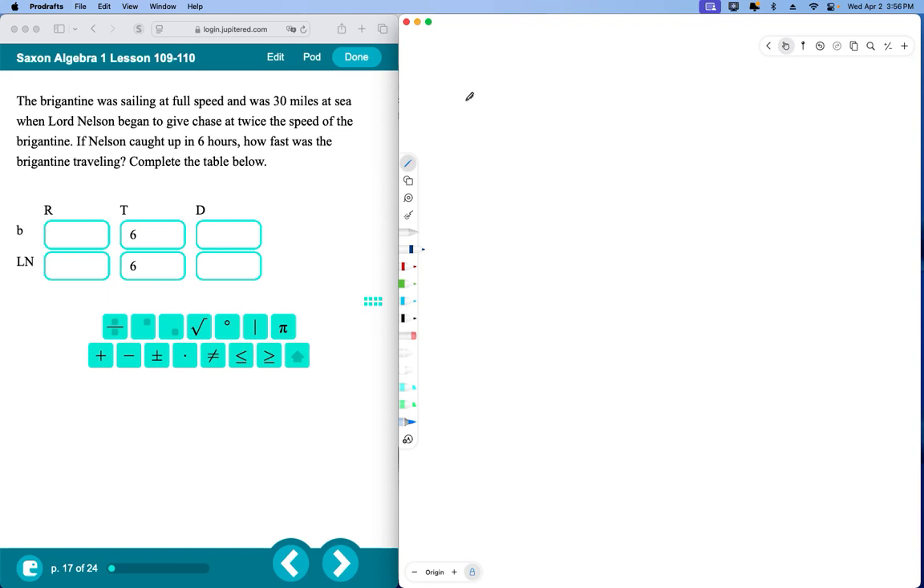So I begin by drawing a little picture. So we've got the brigantine, okay? And then we got Lord Nelson. And the brigantine is 30 miles ahead of Lord Nelson. Lord Nelson's back here, and the brigantine is 30 miles ahead. All right, the point at which Lord Nelson catches up with him is 6 hours later. Okay, so we have this time period is 6 hours.